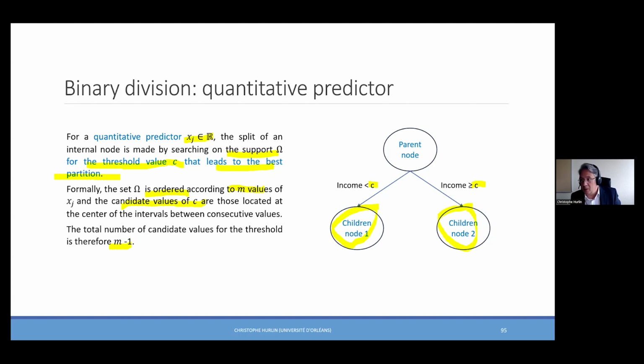So when I consider a quantitative predictor, there is a second related question, which is the threshold that I have to use. For that, I will consider M different alternative values of the threshold. In general, these M values are ranged between the minimum and the maximum of the series observed on my training sample. But the threshold must not be equal to the minimum or the maximum, because in this case I have no people in one subnode.